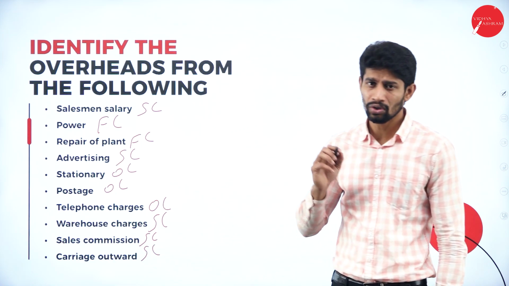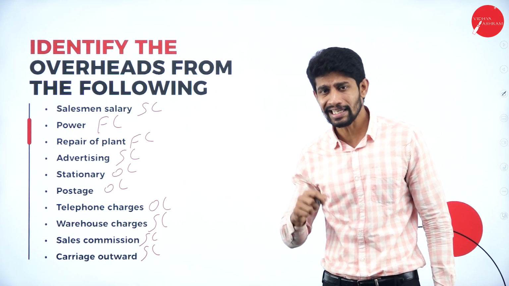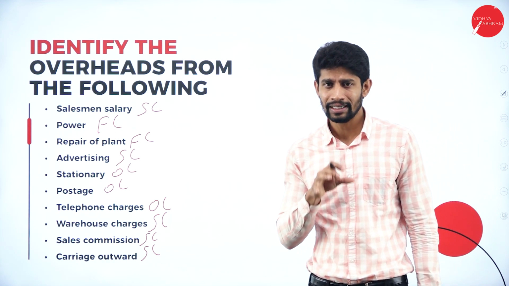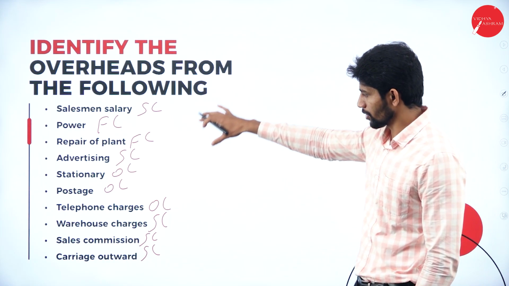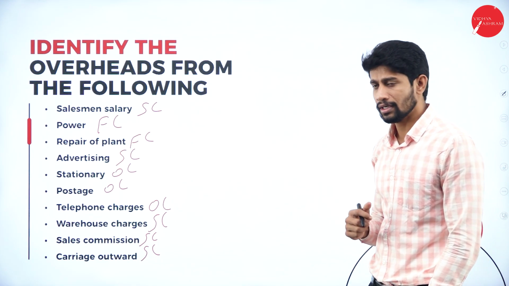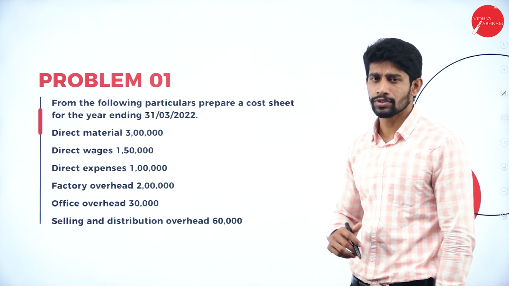So if you know which particular expenditure belongs where, then it is very easy to solve the problem to compute the total cost of a particular entity. So this is how we are first supposed to segregate each and every item so that we can easily solve the problem. Now let us solve the first problem with respect to computation of cost sheet.